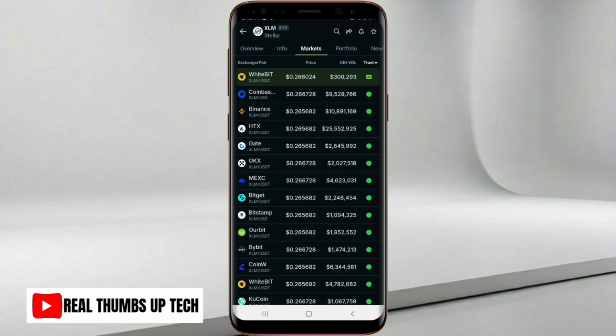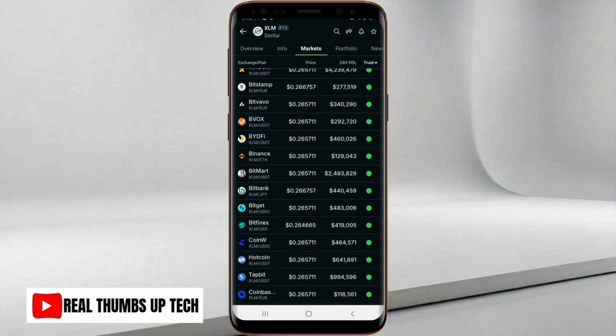So we are now focusing on only the exchanges with XLM USDT. Now you can see here that Binance sells XLM at the rate of 0.265682. Okay. OKX sells at the rate of 0.266728. Mexc sells 0.266728, which is a bit higher than the one on Binance.